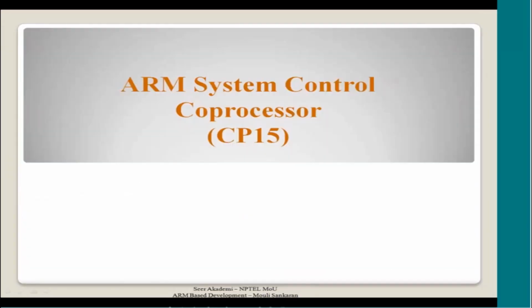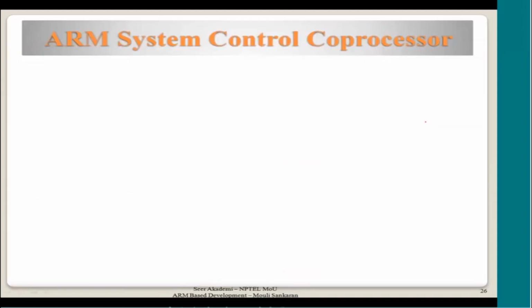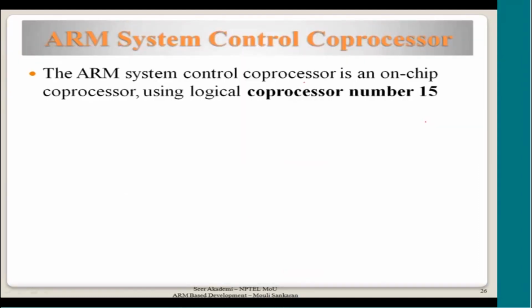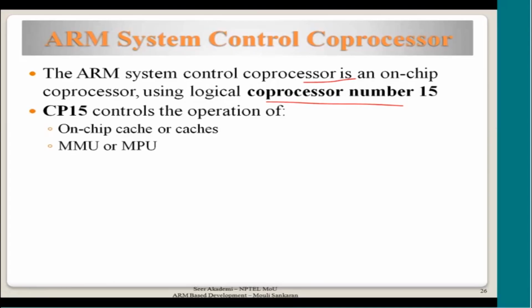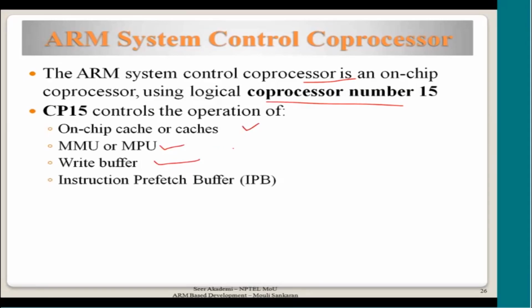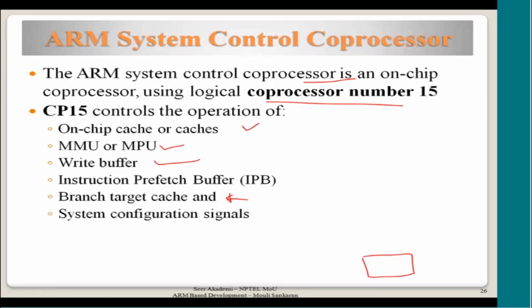Okay, let us quickly see what the CP15 registers are which control the MPU. The system control coprocessor is an on-chip coprocessor. I thought I will explain it to you. It controls the cache controller, the MPU, the MMU, and the write buffer. It also controls the instruction prefetch buffer. There is a provision that you can have a prefetch buffer in the processor, where instructions can reside before they are accessed. Branch target cache will come into play only when branch prediction and other things are happening, so let us not bother about that.